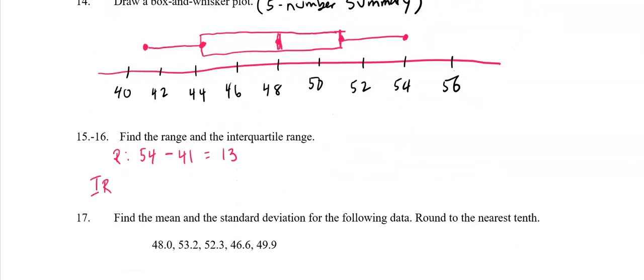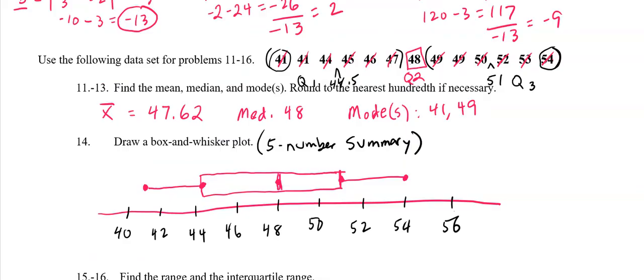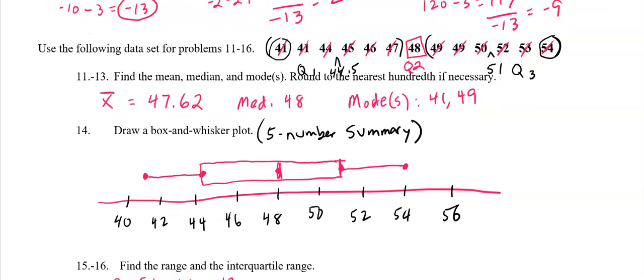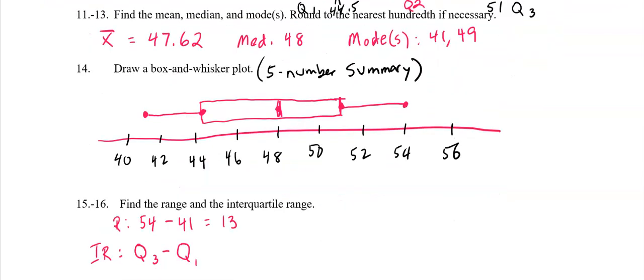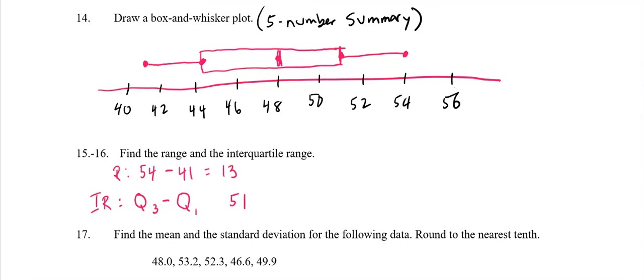Interquartile range is the difference between Q3 and Q1. Make sure Q3 is always first. Interquartile range should never be negative. So it's Q3 minus Q1, and Q3 we said is 51. Q1 is 44.5. And so we just find that difference, and that equals 6.5. So those are actually 2 separate answers. It'll be the same way on your test.